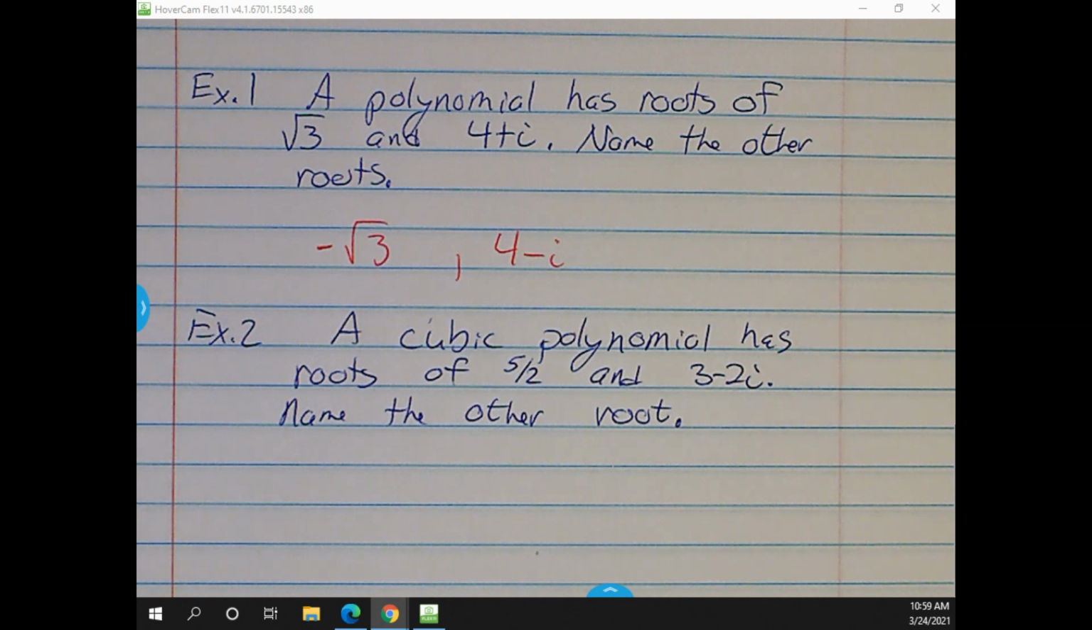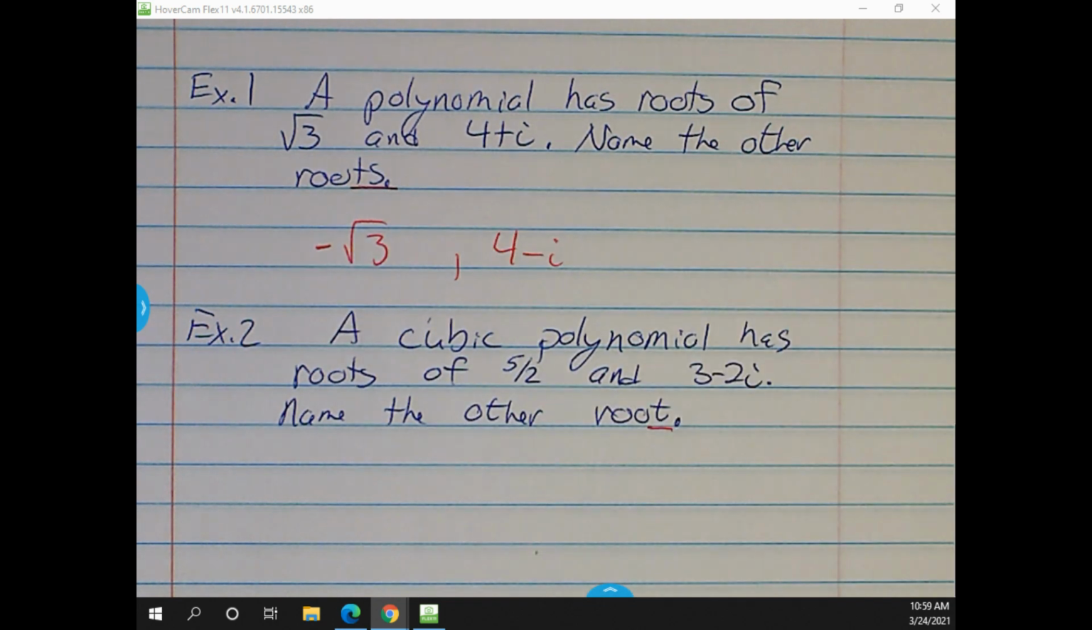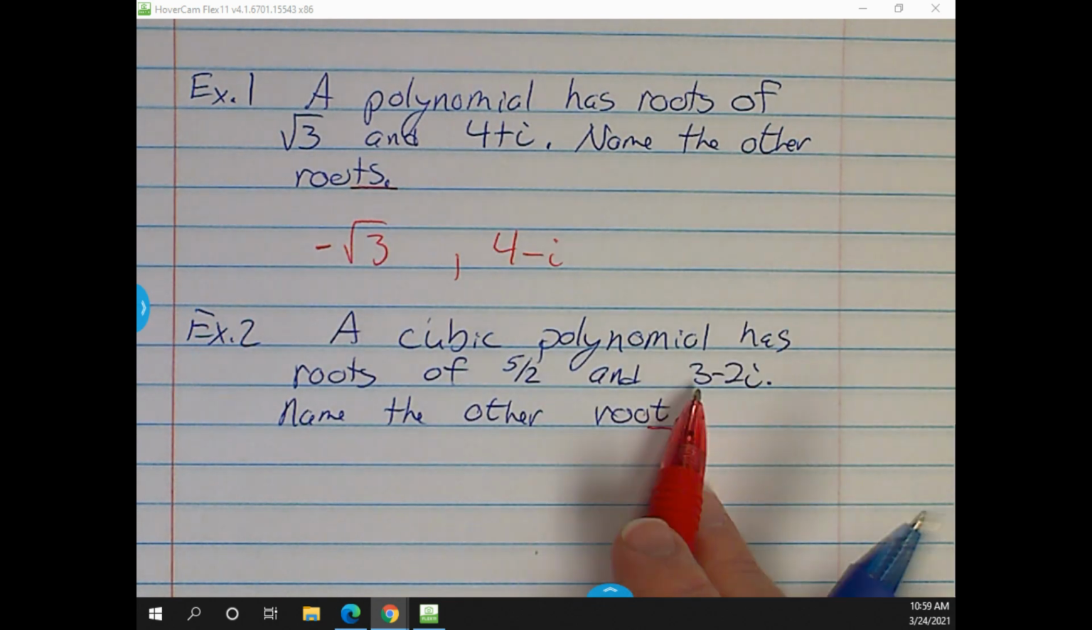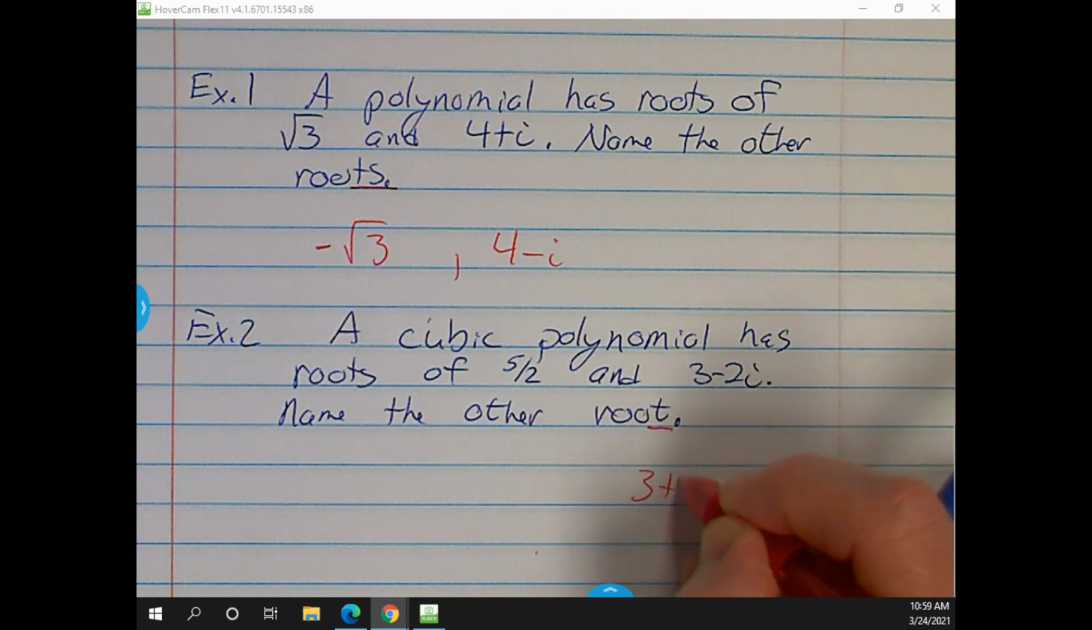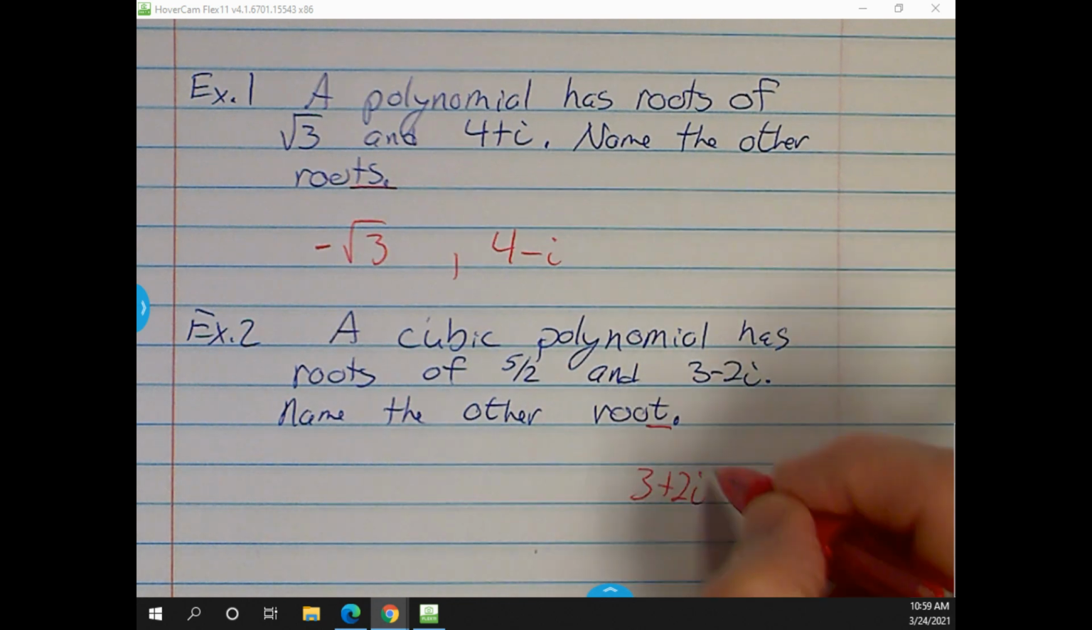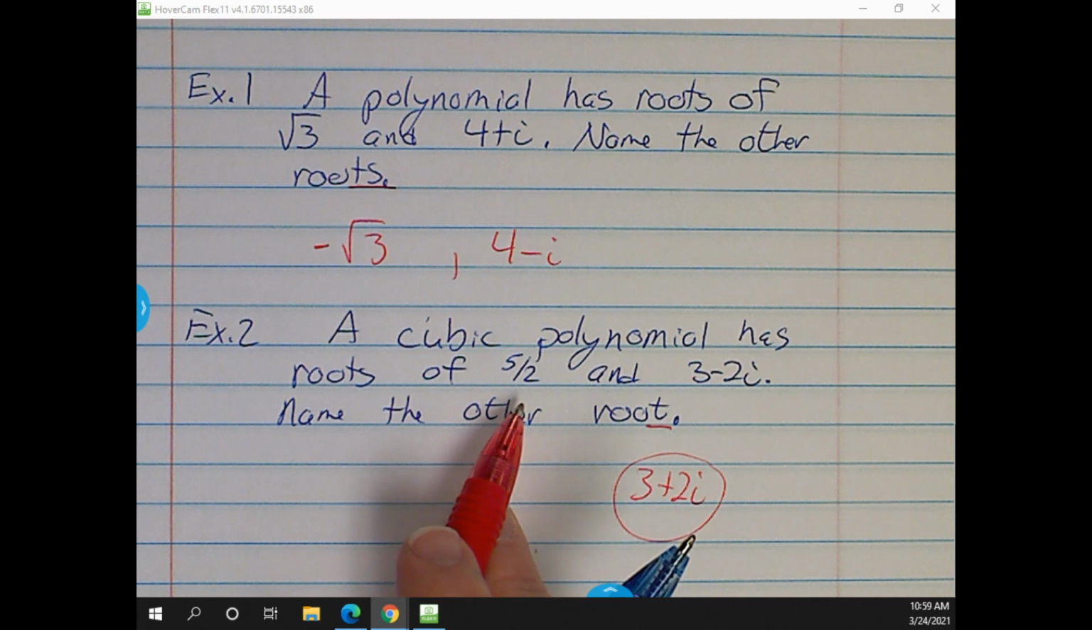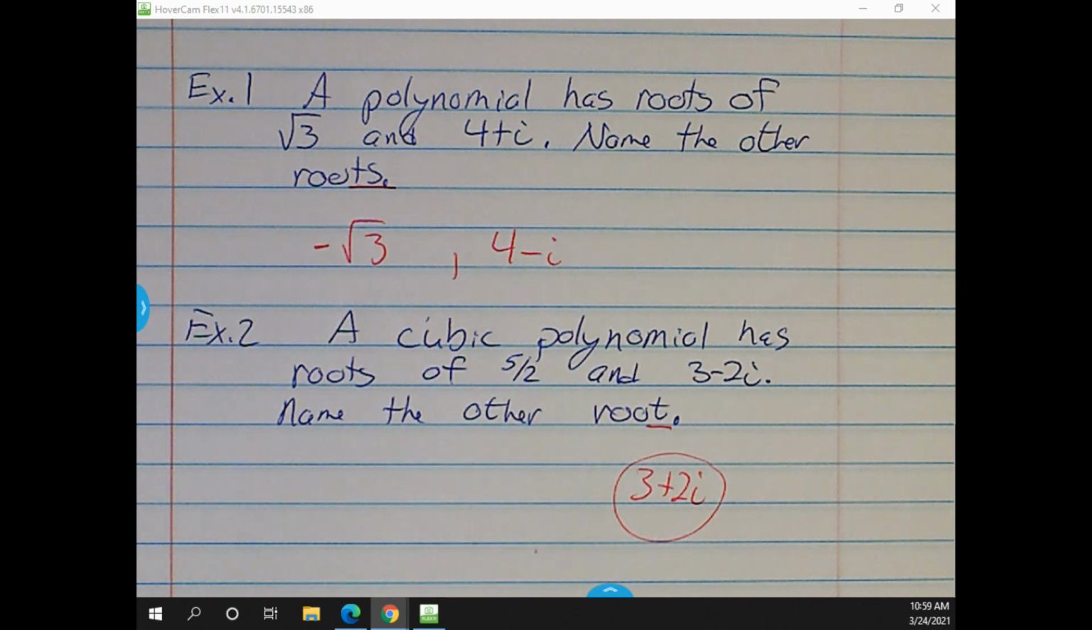All right, and sometimes the words kind of give you a little hint. This one said name the other roots. This one just says name the root, right? So you got the 3 minus 2i, so I'll be able to put 3 plus 2i. But for that one, that's it. Because remember, if it's a whole number or if it's a real number like 5/2, you don't do anything with that one because that's it.